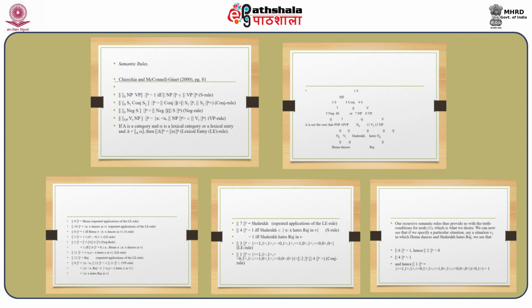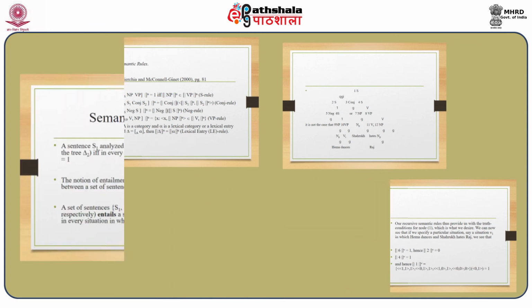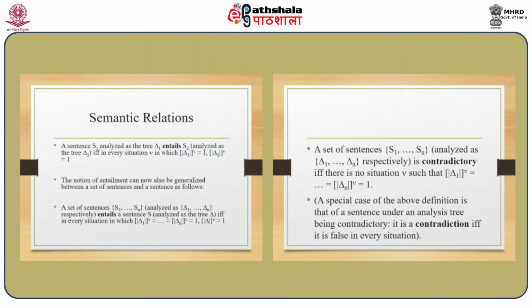To see briefly how the rules work, I go through one example where I take an ambiguous string and apply the rules, and you see the result that you get. Now, once we have done all of this, we can define notions like entailment, logical equivalence, being a tautology and a contradiction, given our semantic rules.